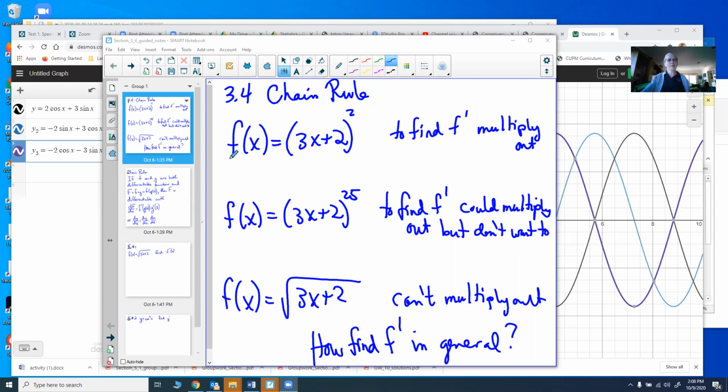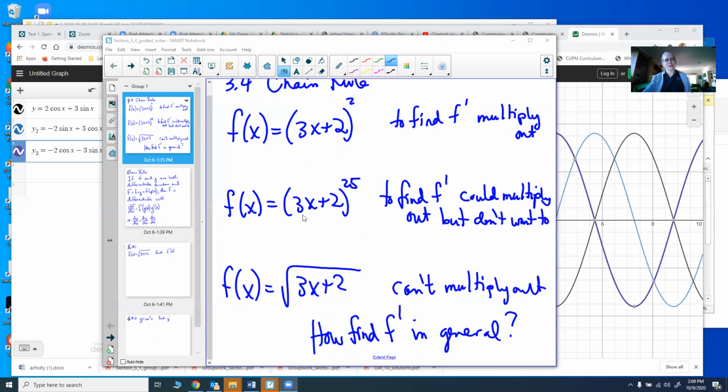And when we're looking at this, here's a composition where I've got 3x plus 2 inside of the squared function. I can easily find this out. I can multiply this out, no problem whatsoever, and then find the derivative. With this one, it's 3x plus 2 to the 25th power. Again, I could do it. I wouldn't want to, but I can multiply this out by itself 25 times and find out what that is. But I really don't want to.